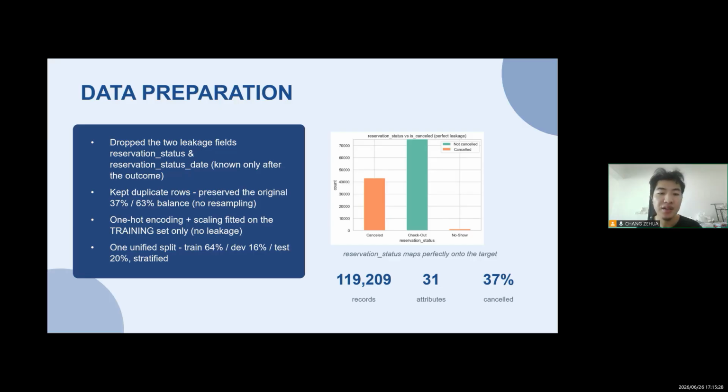Third, all encoding and scaling are fitted on the training set only, again to avoid leakage, and we use one unified stratified train, development, test split. After cleaning, we are left with 119,209 rows, 31 attributes, and a 37% cancellation rate.